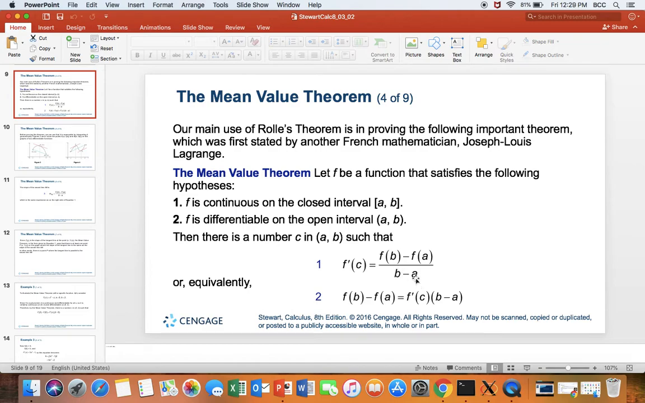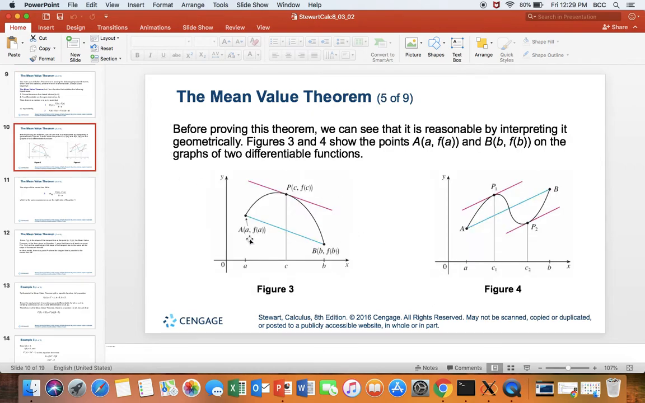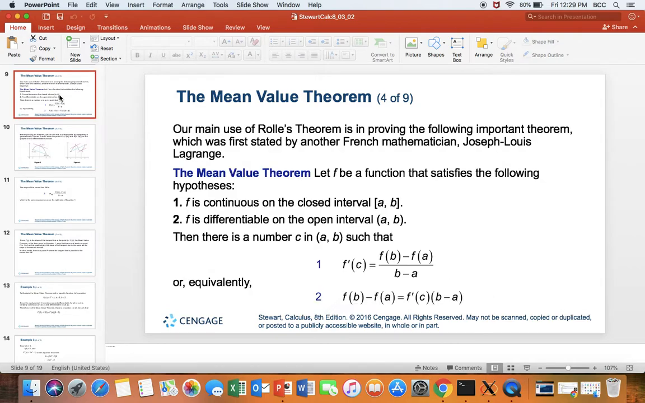Notice the first point is (a, f(a)). So this is x1 and y1. The second point is (b, f(b)). So this is x2 and this is y2. All right, look again. (a, f(a)): this is x1, this is y1. (b, f(b)): this is x2, this is y2. So (y2 - y1)/(x2 - x1), that is f'(c).